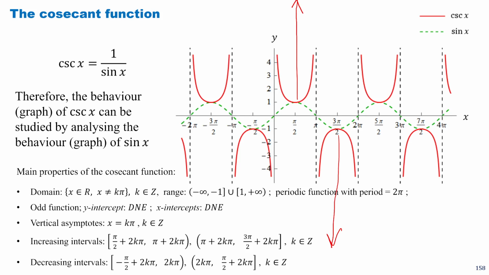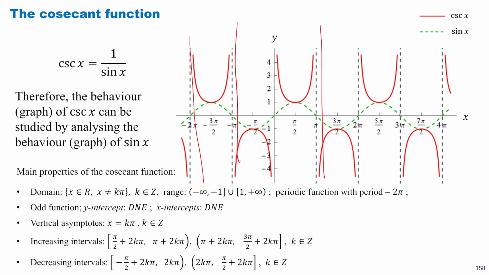And this is also a periodic function. The minimum positive period is 2 pi. Vertical asymptotes can be expressed as x equals k pi. So basically these lines are the vertical asymptotes of cosecant x. Also, we can express these increasing intervals in this way and decreasing intervals in this way.